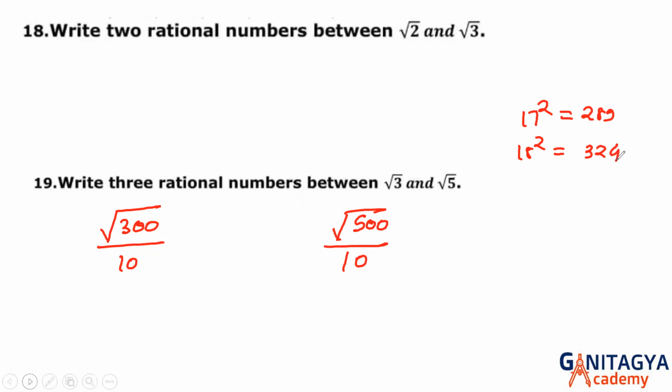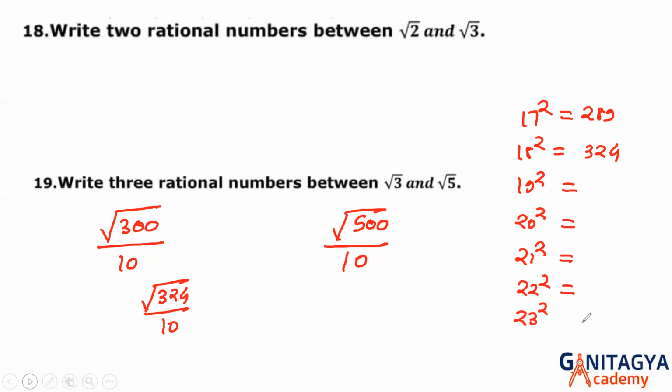Okay, so the first number I have directly told you, that is 324 upon 10. So again you will write 19 square, 20 square, 21 square. See how much under root 500 is, and before that, what can you do? 22 square. So 23 square, you know, that is 529. So this many numbers you can write. Okay, please write it down and try to give me the answer. 1.8, 1.92. Perfect. So see, this is 18 by 10.